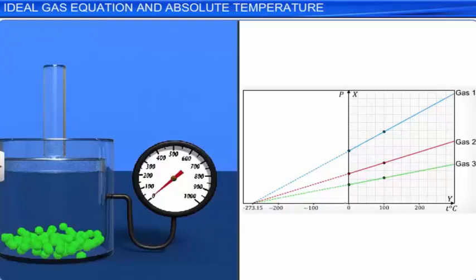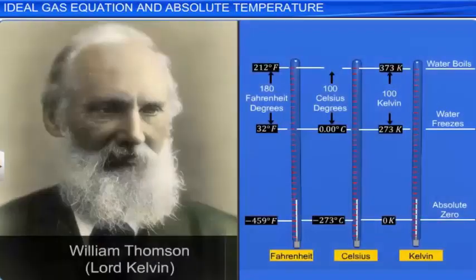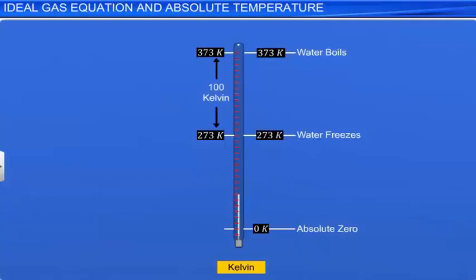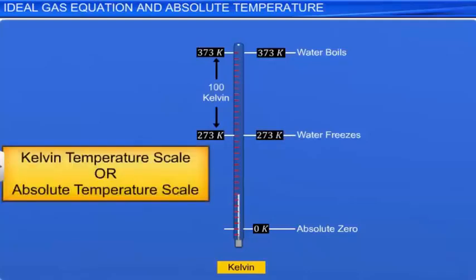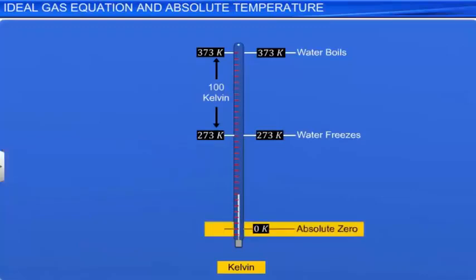A new temperature scale was developed by Lord Kelvin by designating this temperature of minus 273.15 degrees centigrade as zero. This new temperature scale is known as the Kelvin or absolute temperature scale. The zero of this scale is called absolute zero. The temperature of a body on the absolute scale is expressed in Kelvin and is called absolute temperature and is represented by the letter T.